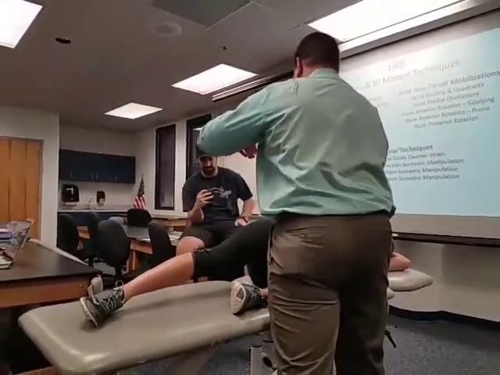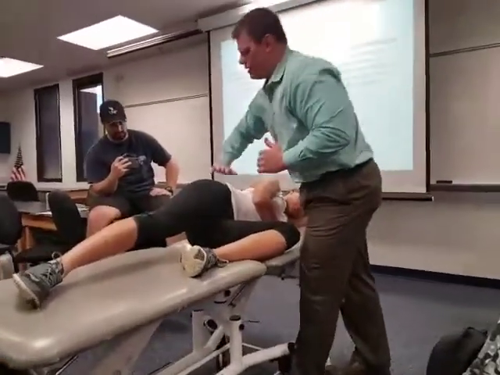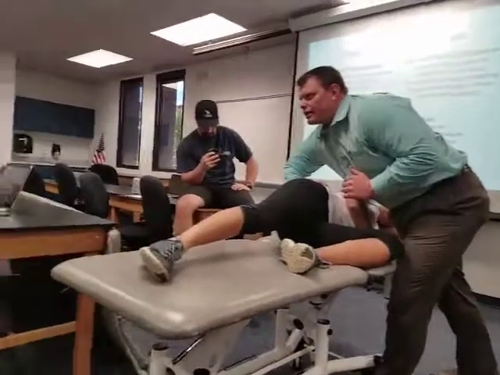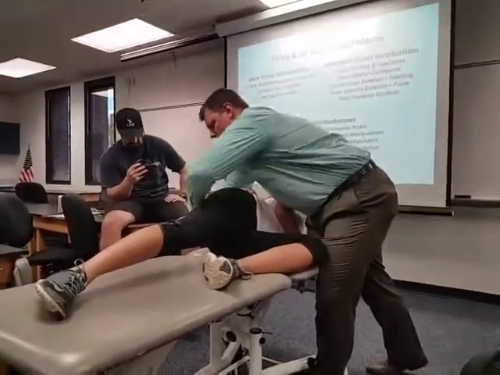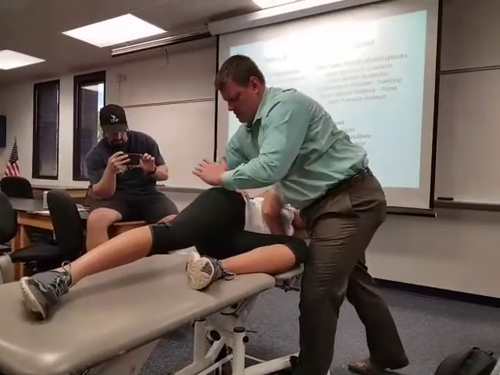So I'm doing an anterior glide here. This hand, the top hand, is going to go on the posterior part, like at the PSIS area, and the bottom hand is coming up under the ischial tuberosity.